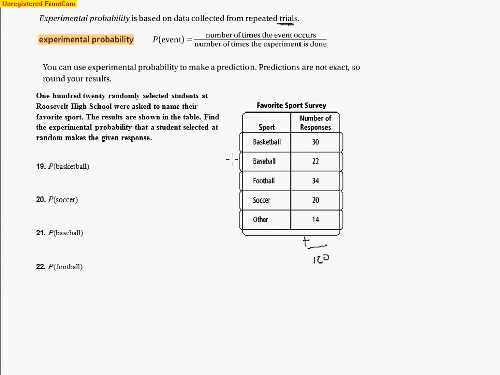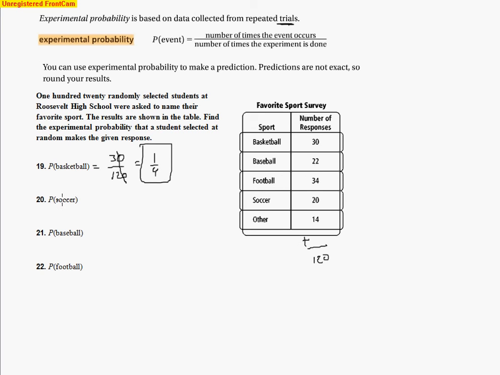When we read on, it says that these students were asked to name their favorite sport, and here are the results. This is experimental probability because we actually have true numbers from an experiment from this randomly selected group, and we're supposed to find the probability of selecting a person who favored basketball. We looked to see how many people favored basketball, and that was 30 students out of 120. Then we just reduce. The zeros cancel out, 3 goes into 12 four times, so 1/4 would be our probability.